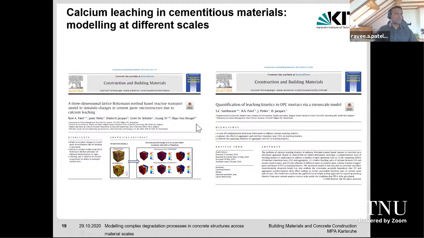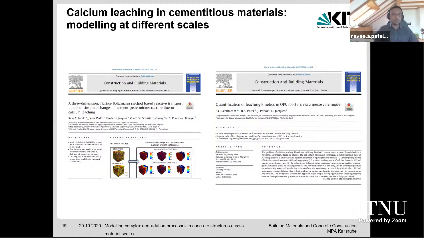First set of studies I did was on calcium leaching. Calcium leaching basically refers to a process where you bring water in contact with cement paste. Cement has a pH of around 13.5, and when you bring water which has a pH of around 7, the calciums and other alkali ions which are present in cement solution start leaching out of the material, and this leads to dissolution of mineral phases in cement.